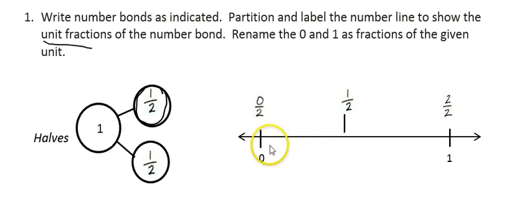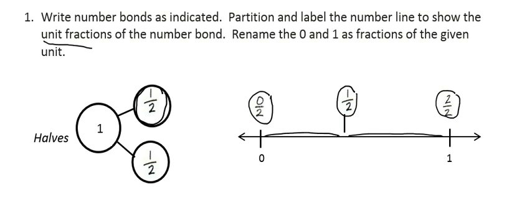The number line is showing one whole. It has been divided into two pieces, each piece being 1/2. So I start with 0 halves at the 0 point, then I have 1/2, and I have another half. So each of these sections represents the halves that are on the number bond.